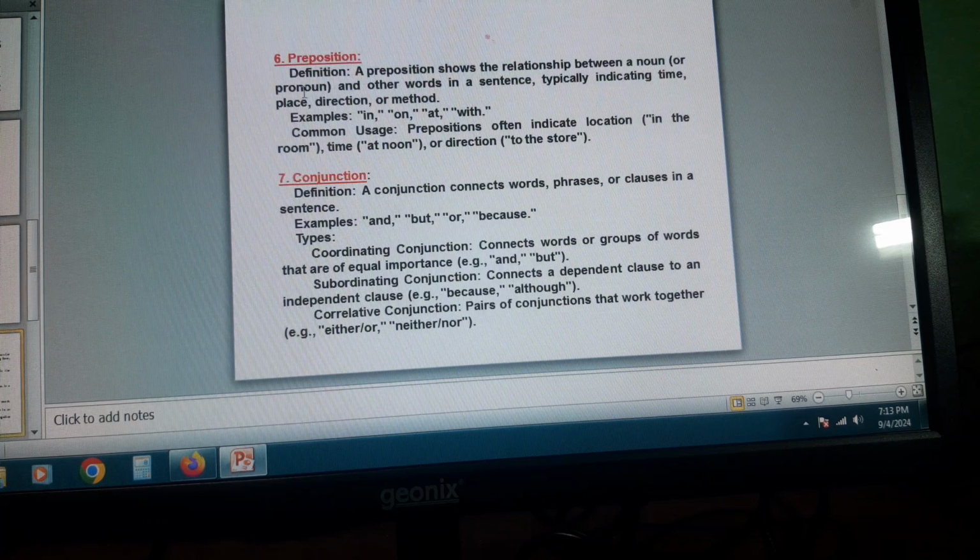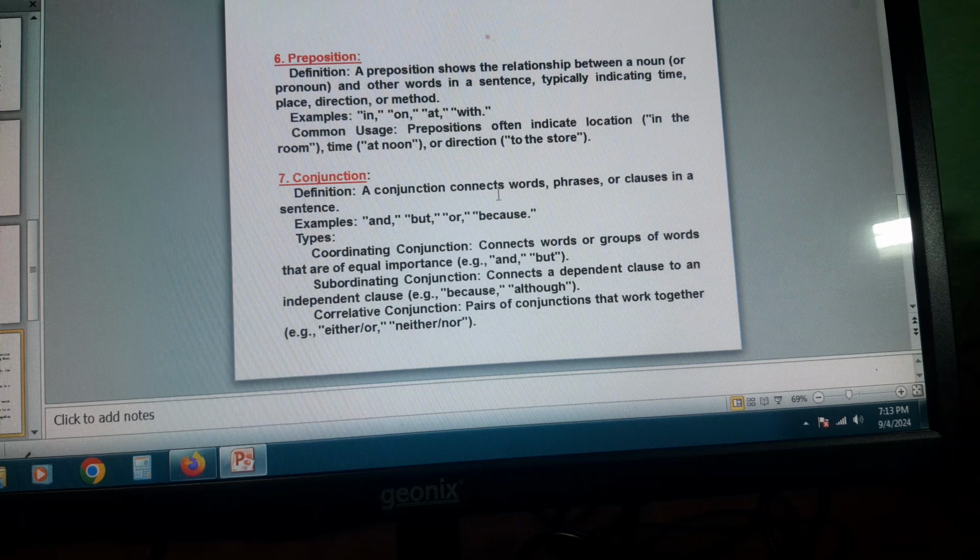Here you will see preposition and conjunction. What is preposition? Definition: a preposition shows the relationship between a noun or a pronoun and other words in a sentence, typically indicating time, place, direction, or method. Examples: in, on, at, with. Common usage: prepositions often indicate location, in the room, time, at noon, or direction, to the store.